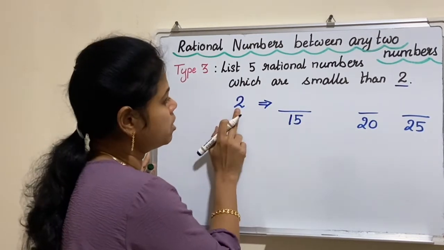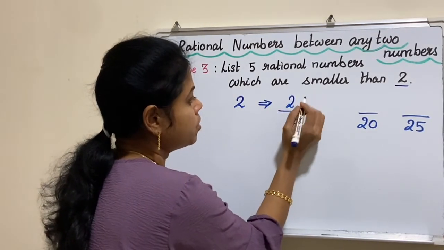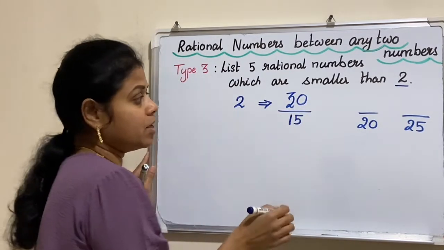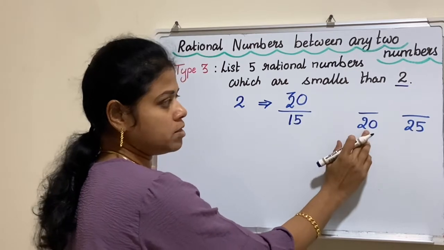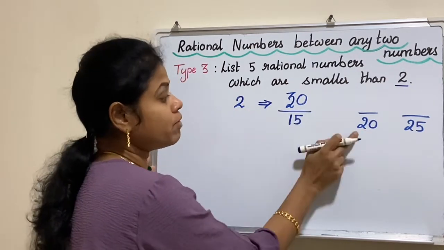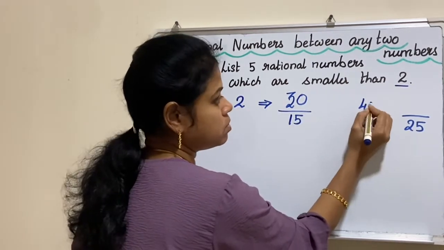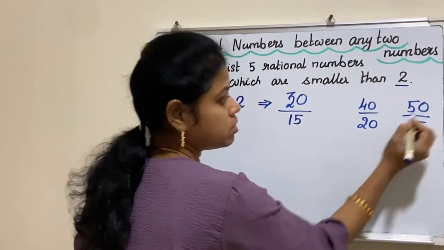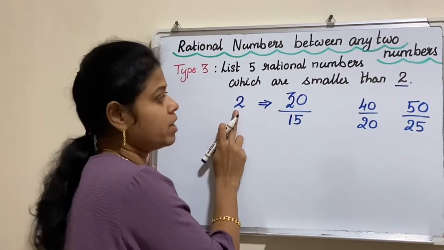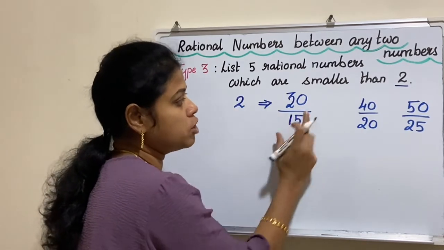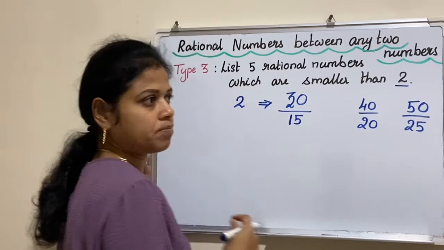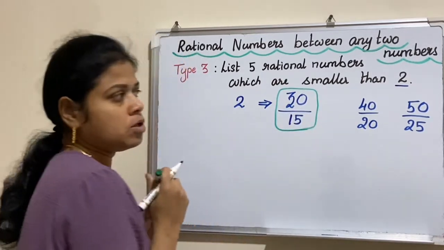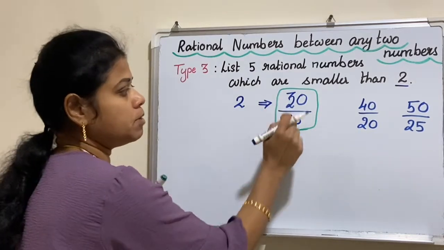So 15 multiplied by 2, sorry, it's 30. Then suppose if your denominator is 20, the numerator will be 20 multiplied by 2. And if it is 25 multiplied by 2, numerator will be 50. So instead of 2, you can write this number in the form of p by q as this, anything. I'm going to take this number. So here p by q is 30 by 50.